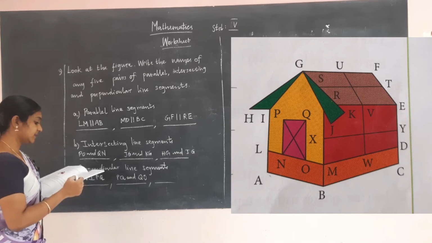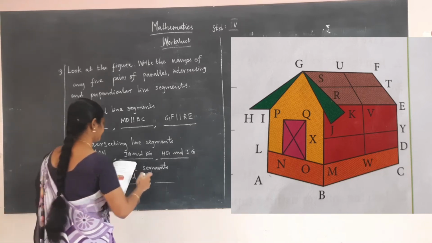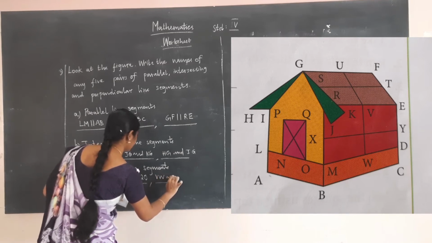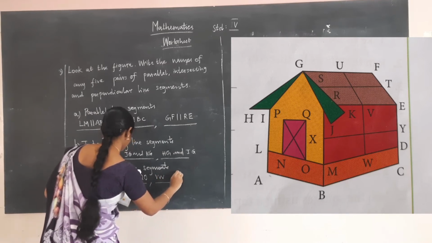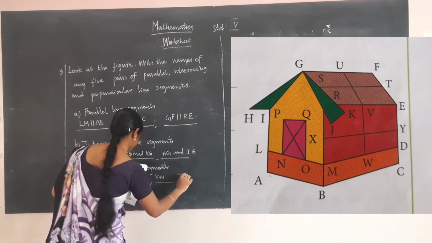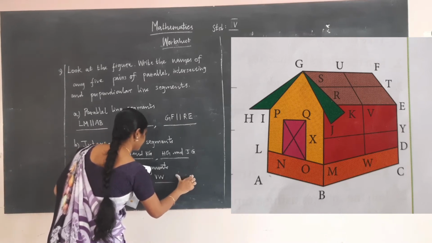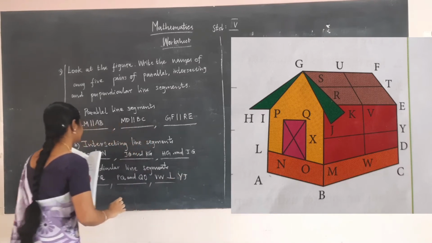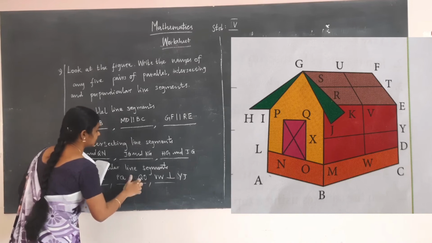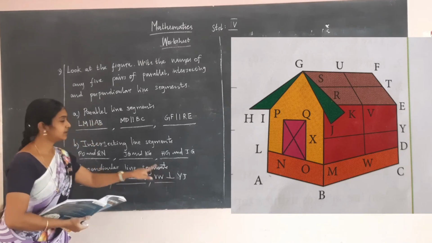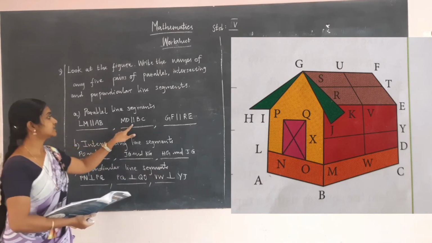Then the lines VW and YJ, they are also perpendicular. While writing, we have to use perpendicular sign in between. Here we have to use parallel sign in between.